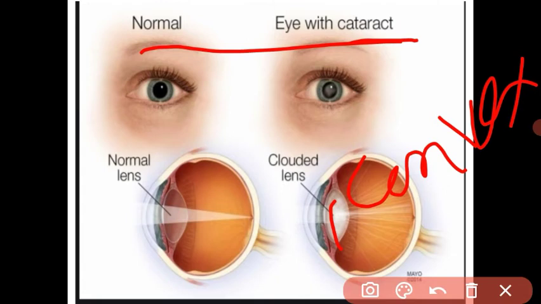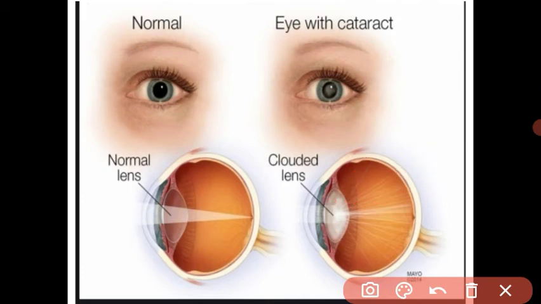But nowadays, with the new technique, a small plastic lens is implanted. The small plastic lens is implanted in front of the iris, otherwise inside the iris. Understood? In this way the cataract is corrected. Understood what is meant by cataract?